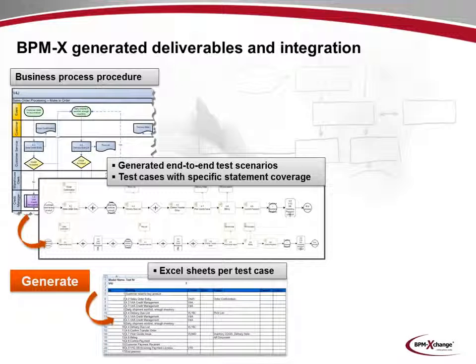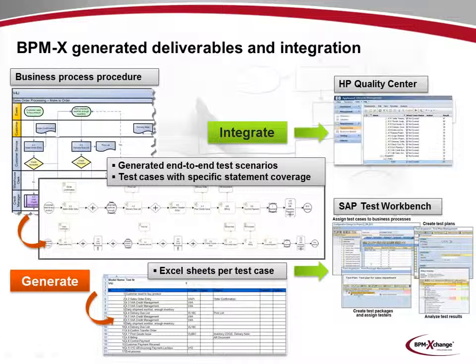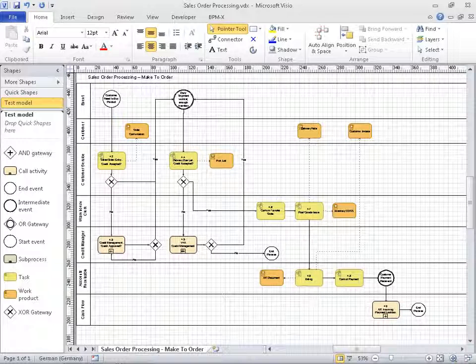A very common format used for testing is Microsoft Excel. The BPMX test case generator permits to create one Excel file containing all test cases. The Excel output option also is very handy for the integration with the SAP Solution Manager's test workbench, as Excel files may easily be loaded into Solution Manager. As a vendor-neutral supplier, BPMX directly supports HP Quality Center by exchanging test cases as BPMN models in the XPDL interchange format. Let us now look at a demonstration of the BPMX test case generator.